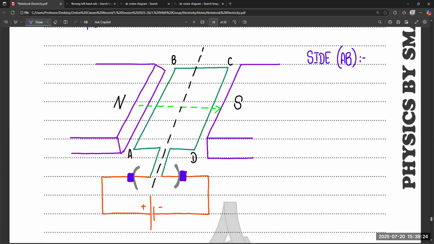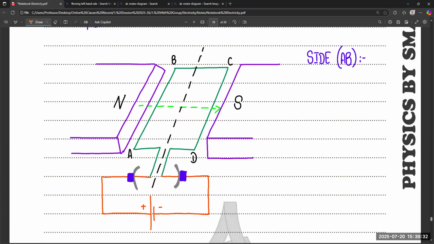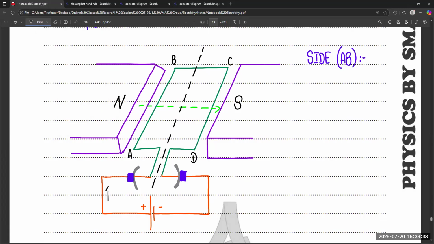If we are talking about side AB, we just focus on the AB side and ignore the D and C side. According to the direction of current, you can see the positive terminal is on the left hand side, so current starts to move from this direction. This is the direction of current, and it is again into the paper from the left hand side. So inside AB the direction of current is into the paper.